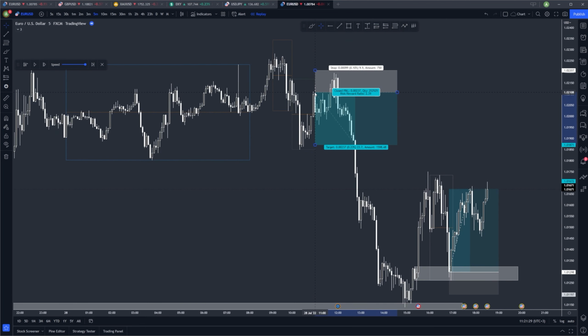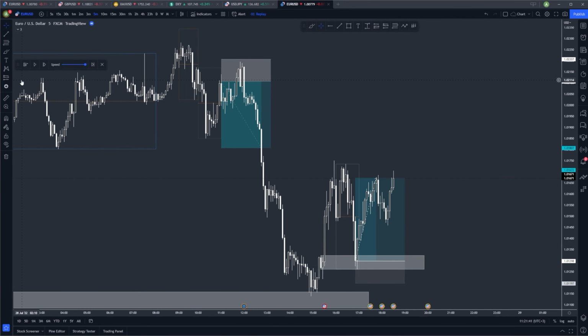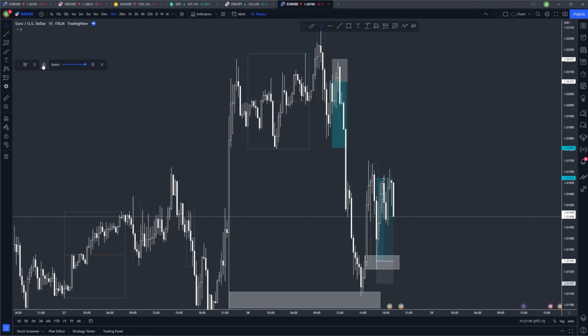Okay, so the entry was a 10 pip stop loss. I want to just have them marked on the charts, you know. So that was the first trade, second trade. Now let's wait to see what happens the next day. So let's just use the 50 minute to go further.